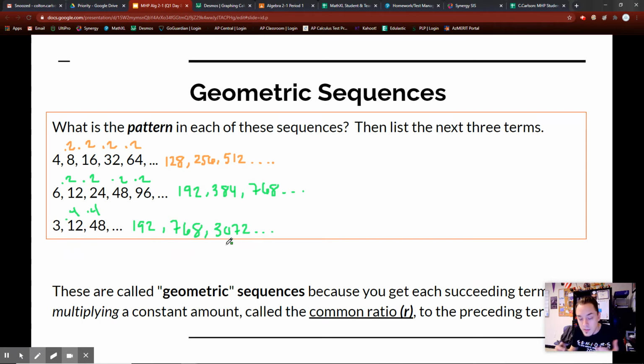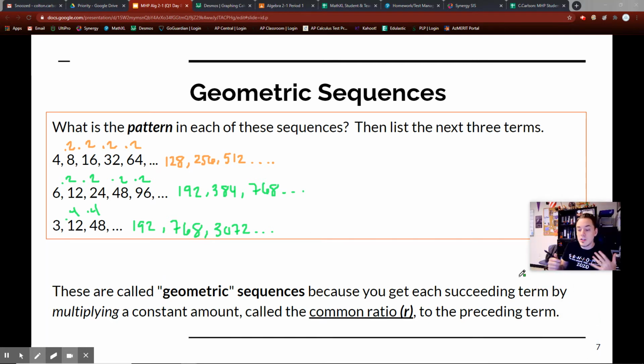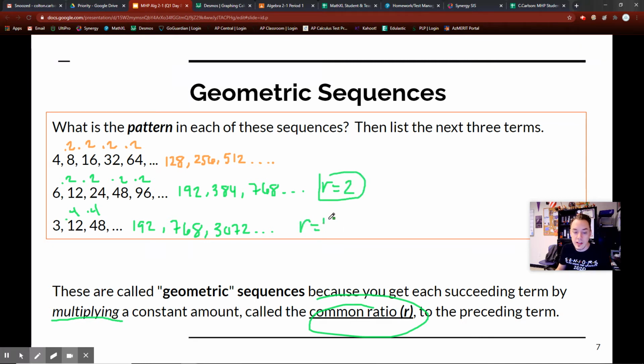Now, these are called geometric sequences because you get each succeeding term by multiplying by a constant amount, not by adding or subtracting. Multiplying by a constant amount called the common ratio. So here, the common ratio is 2. Here, the common ratio is 4. And for this last one, the common ratio is, again, 2. What's the difference? Arithmetic sequences have common differences. Geometric sequences have common ratios. So let's go to town.